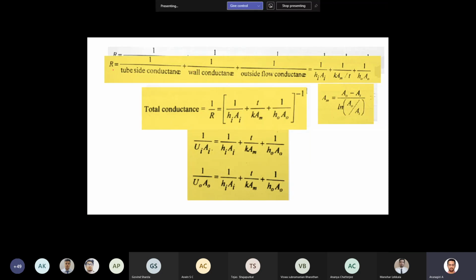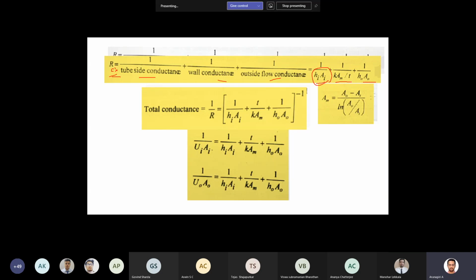So in this equation, you can say this thermal conductance is clean, because here we didn't account for the fouling resistance. The tube conductance is normally expressed as the product of the heat transfer coefficient and the heat transfer area, h into A. That is the conductance. Here you have the inner fluid, which is flowing inside the tube, and the outer fluid, outside the tube.